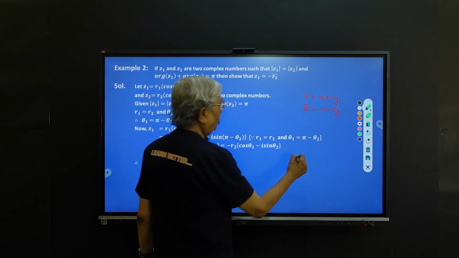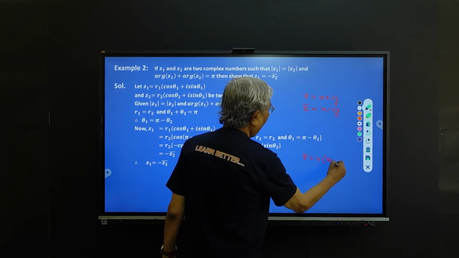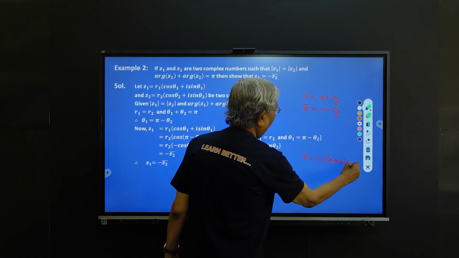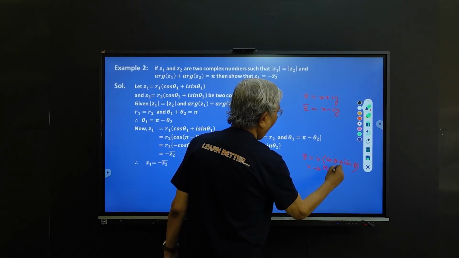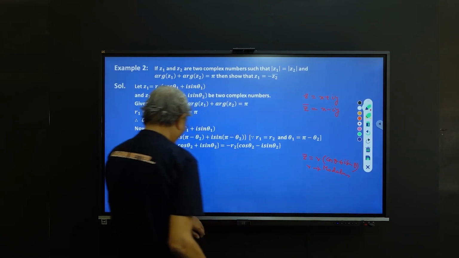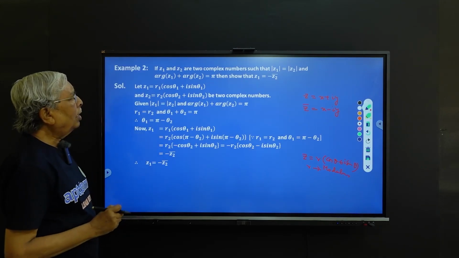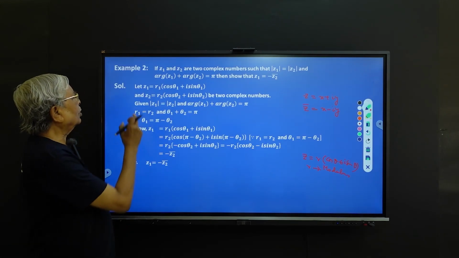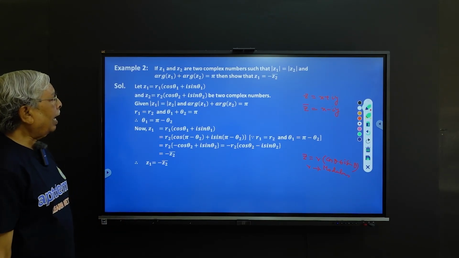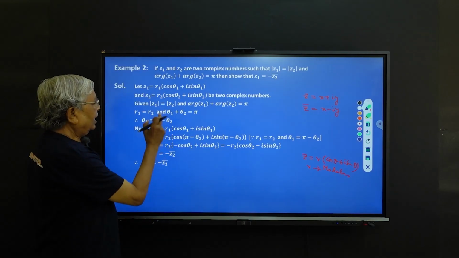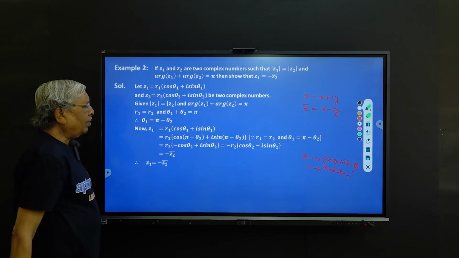Just now I told you that if z be a complex number, z is equal to r into cos theta plus i sin theta. What is the modulus? Here the modulus is r. In the polar form, r is known as the modulus of the complex number. So here by the problem, you are given r1 equal to r2. And what is the amplitude? Here for the complex number z1, amplitude is theta 1, and for the complex number z2, amplitude is theta 2. So we are given theta 1 plus theta 2 equal to pi. You can write theta 1 is equal to pi minus theta 2.